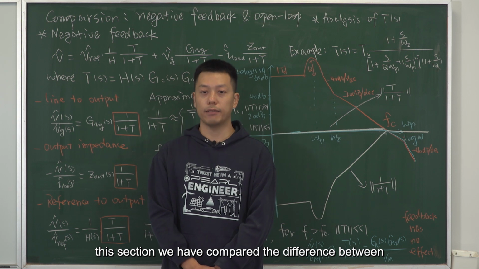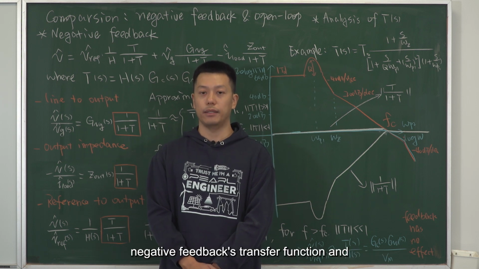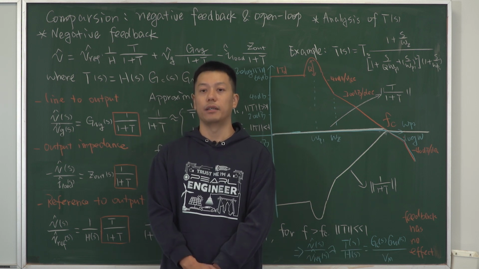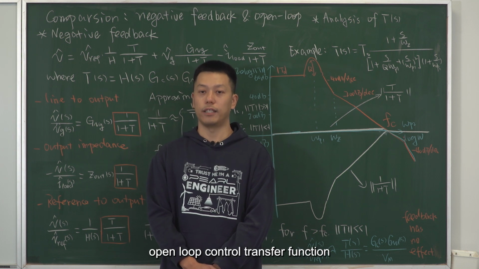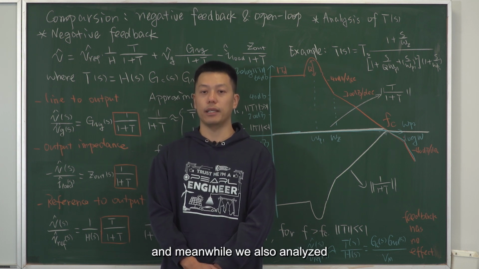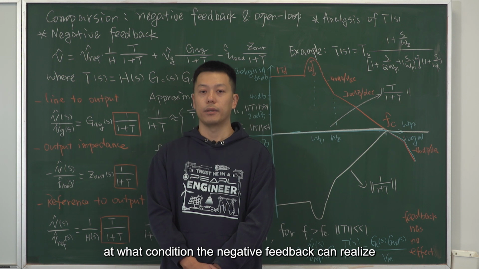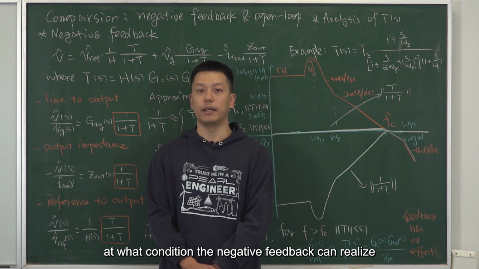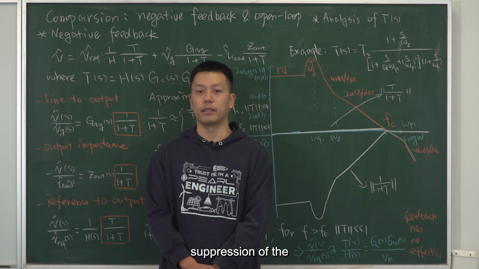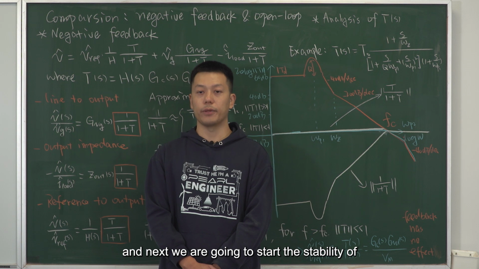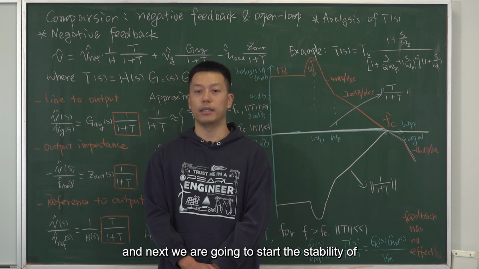Okay, in this section we have compared the difference between the negative feedback transfer function and the open loop control transfer function. Meanwhile, we also analyzed under what conditions the negative feedback can realize suppression of the input side disturbances. And next, we are going to study the stability of the negative feedback control.